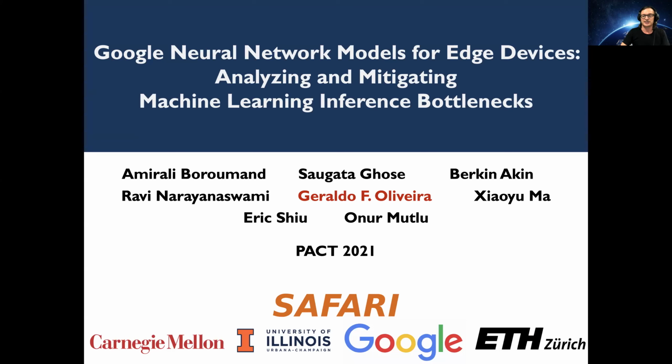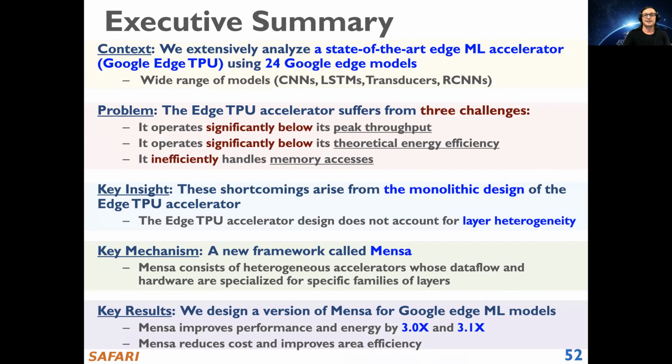This is, as I mentioned, Amirali's work that was published in PACT 2021. Basically in this work, we analyzed a state-of-the-art edge machine learning accelerator, Google Edge TPU, using 24 proprietary Google Edge models, which includes convolutional neural networks, RCNNs, LSTMs, and transducers. And these exhibit very different properties according to our analysis. And we find that a monolithic accelerator suffers from 3 challenges.